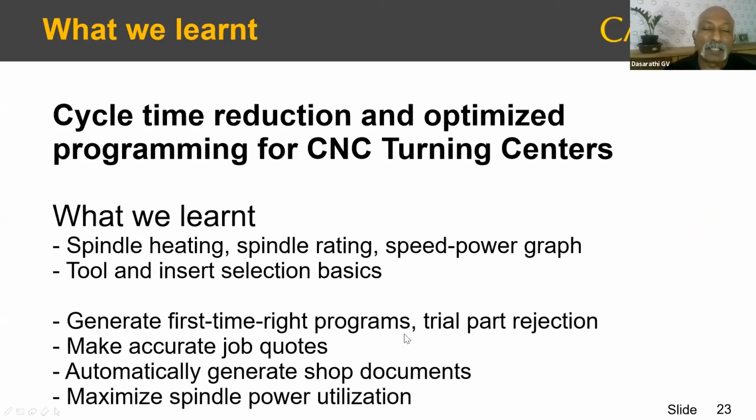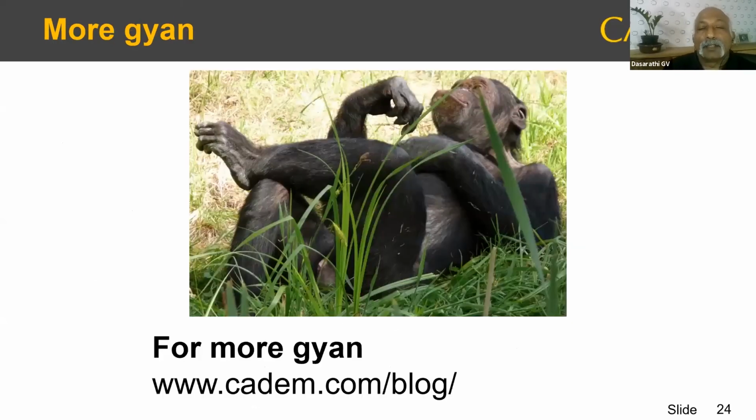You can use the cycle time sheet to make accurate job codes with errors something like less than 1% in the cycle time. Automatically generate shop documents, and most importantly, maximize spindle power utilization through a software. So you do all this, you're a happy man, like this ape here, right? Making profits.